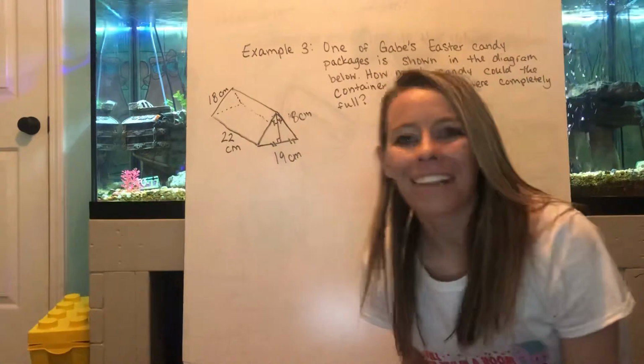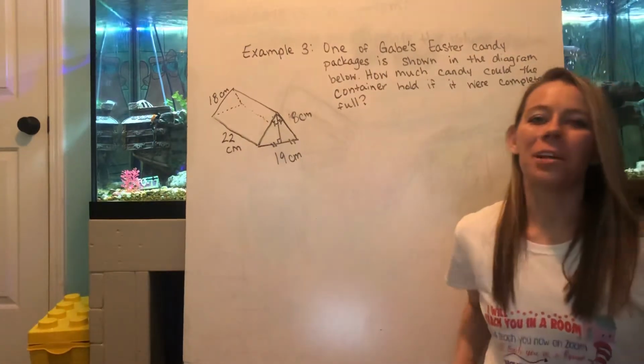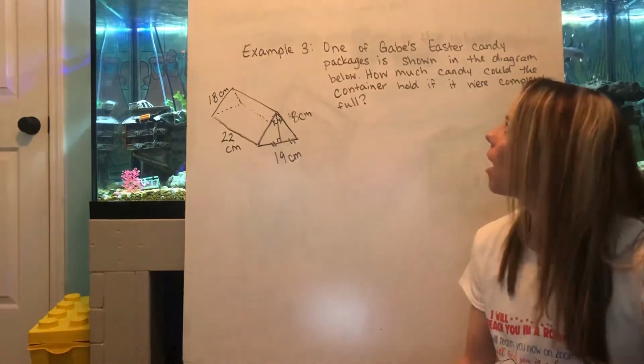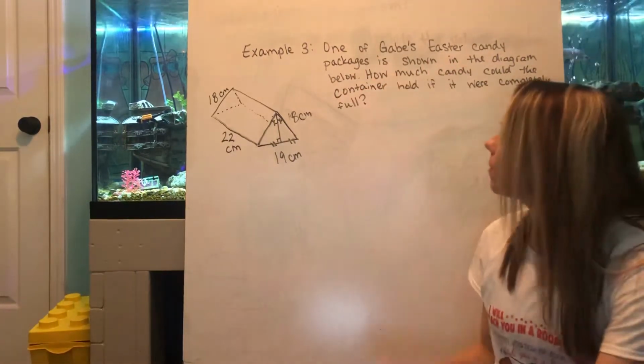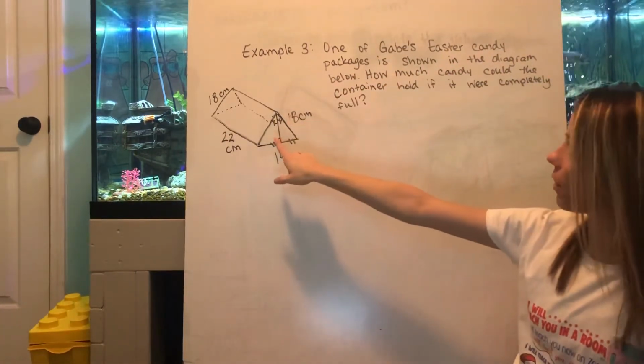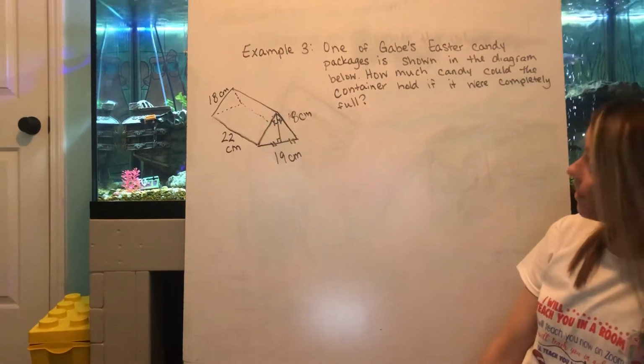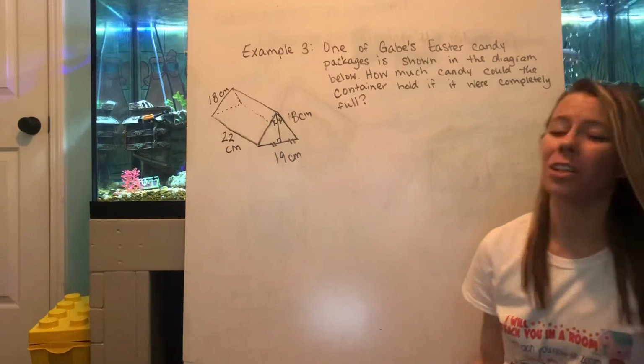Everybody, this is my last example over calculating the volume of prisms. My favorite example. So we have one of Gabe's Easter candy packages shown in the diagram below, or out to the side. How much candy could the container hold if it were completely full?